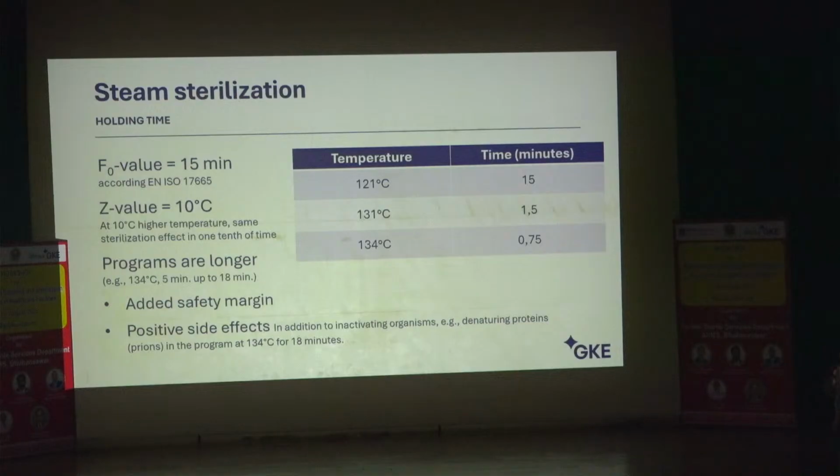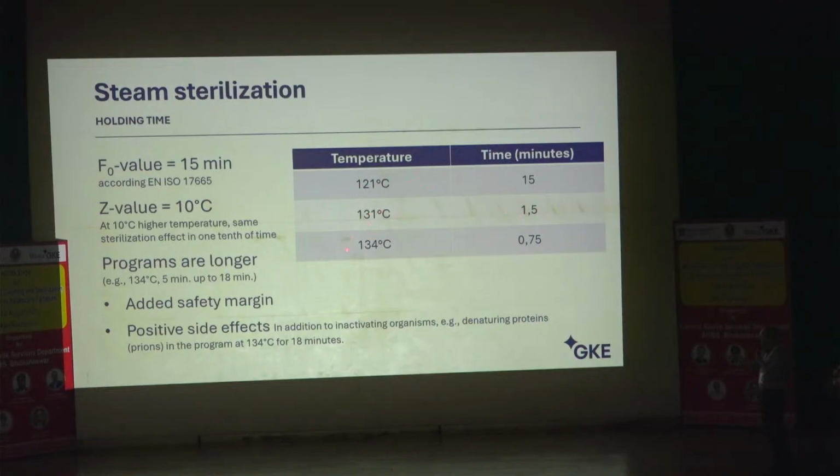And here you see the F0 value. We talked about it in the beginning, so we nicely come back to this. The F0 value, according to the standard for process validation, is at least 15 minutes, which means 121 degrees, 15 minutes. This is the F0 value that is required. Then you remember from the first slides, the Z value in steam is 10 degrees centigrade. So when you make it 10 degrees hotter, you get the same result in a tenth of the time. So 131 degrees, 1.5 minutes, is just as good as this.